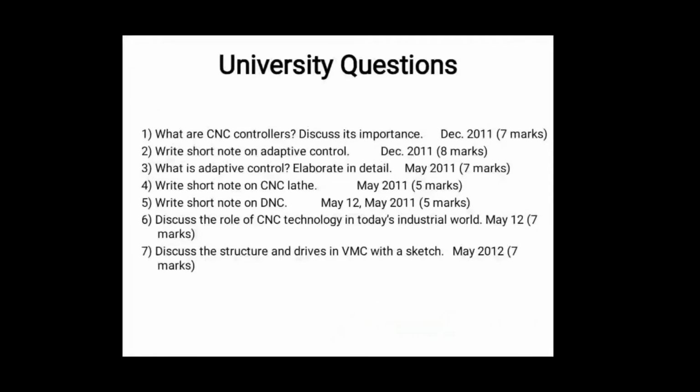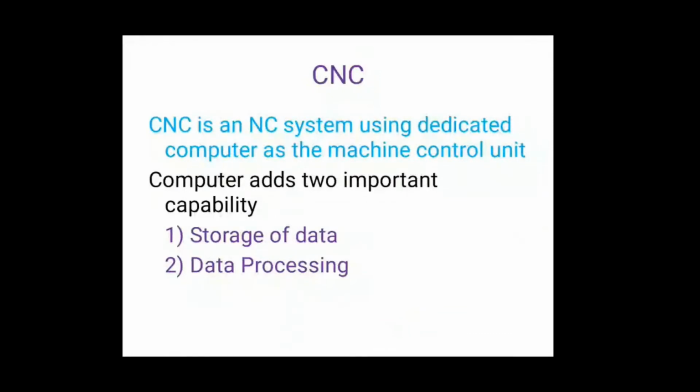So we will start the first point, that is CNC. CNC means what? CNC is a computer numerical control machine, which is an NC system using a dedicated computer as a machine control unit. This is called CNC. It again adds two important capabilities: storing the data and data processing. Okay, so this is the definition of the CNC.